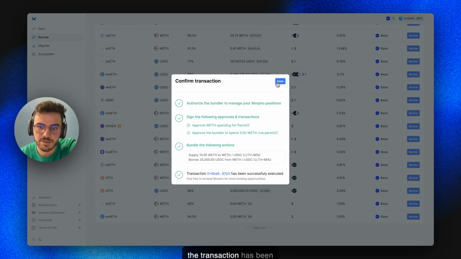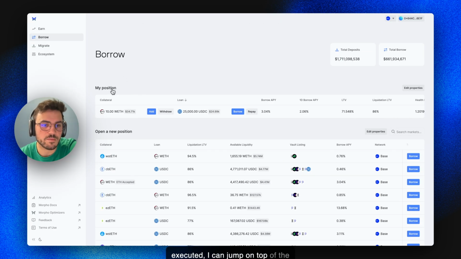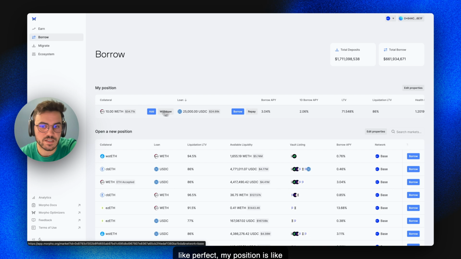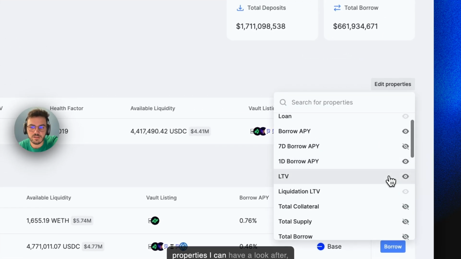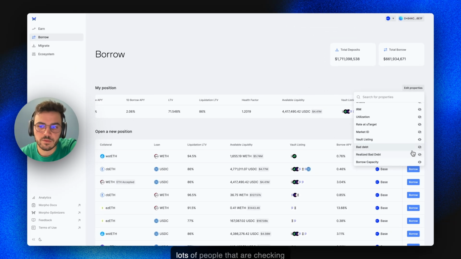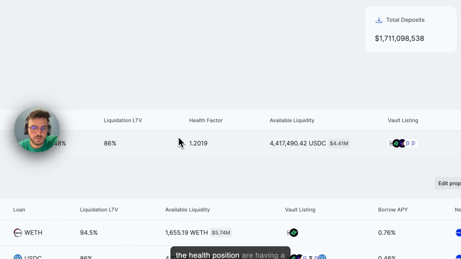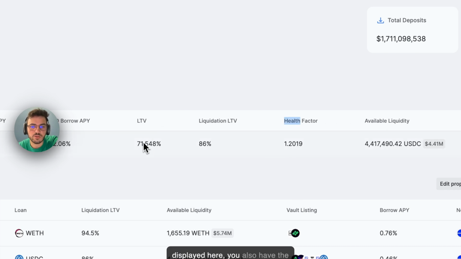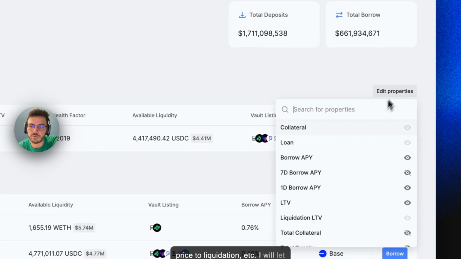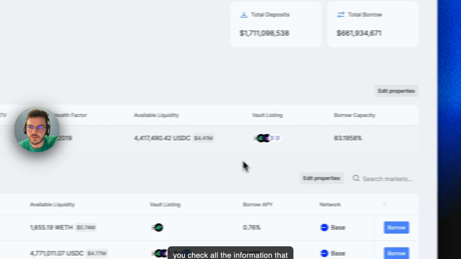All right, so the transaction has been executed. I can jump on top of the borrow section. My position is safe. There are lots of different properties I can have a look at. Lots of people are checking the health position or having a look at the health factor that is displayed here. You also have the price to liquidation, etc. I will let you check all the information that you have here.